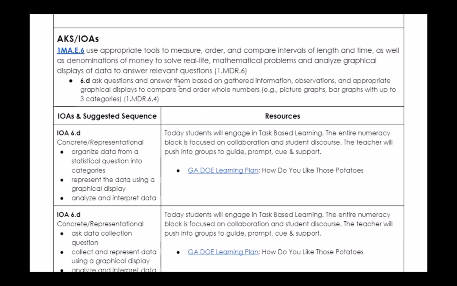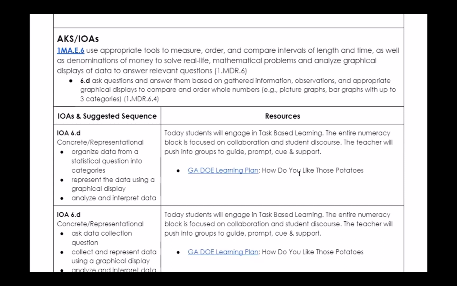For IOA 6D, we are starting with 2 days of task-based instruction. This IOA has already been introduced and will continue to be revisited throughout the year. As you dig into these lessons, you will notice that the focus of instruction has shifted to more of a student-driven approach, using the statistical reasoning framework to provide a richer, more meaningful experience with data.